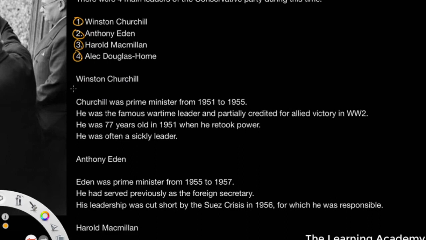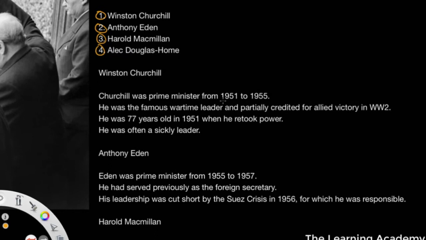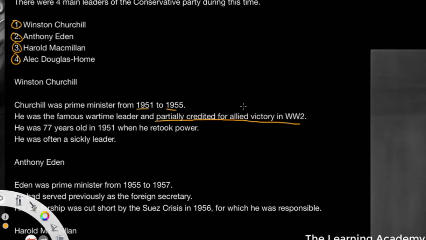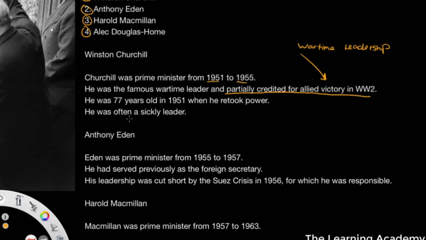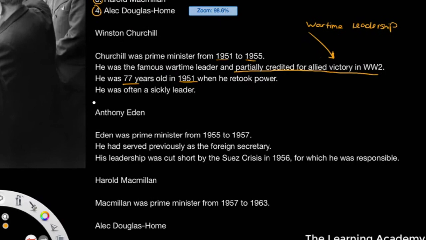First of all, Winston Churchill was the Prime Minister from 1951 to 1955. Don't forget, he was also the famous wartime Prime Minister who took over power during the Second World War, and he's partially credited for the Allied victory in World War II. So one thing that Winston Churchill is remembered for today is his wartime leadership. He's less remembered now for his policies in the 1950s, from 51 to 55. He was 77 years old when he reclaimed power in 1951. Some argued that he was too old to be Prime Minister, and this does go to show in the few years that he remained Prime Minister, as he was often a sickly leader. He often fell ill, and this was in part due to his old age.